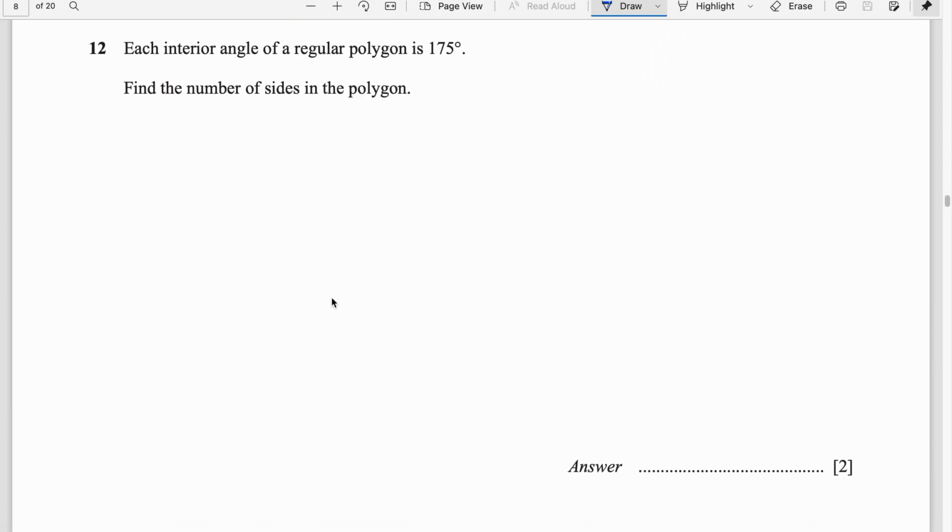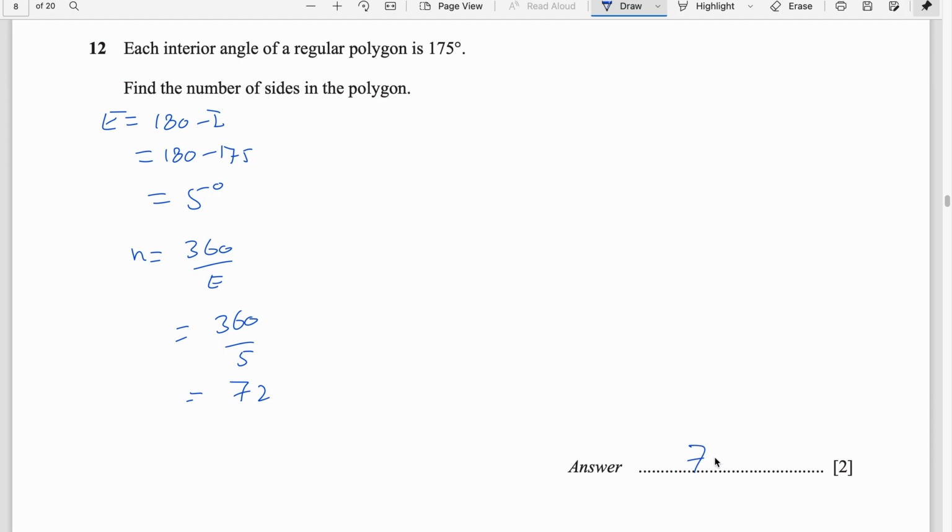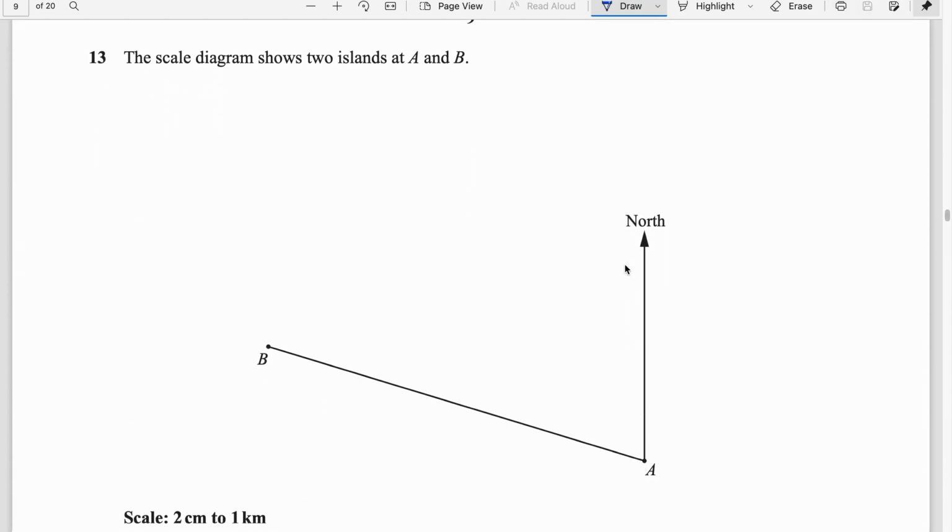Question number 12. Each interior angle of a regular polygon is 175. Find the number of sides. So exterior would be 180 minus interior. This is 180 minus 175. Exterior angle is 5 degrees. So number of sides is 360 by exterior angle. So 360 by 5, you get 72. So this is a 72 sided polygon.